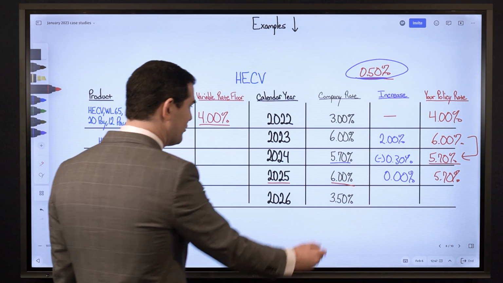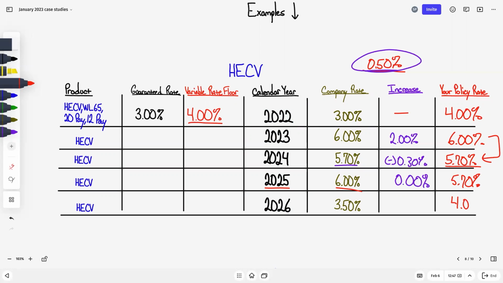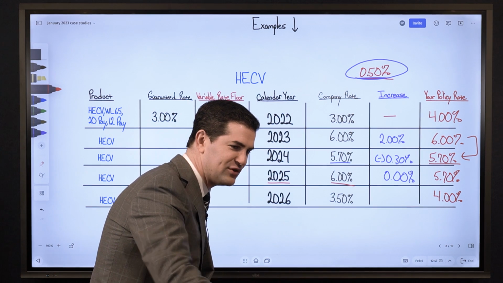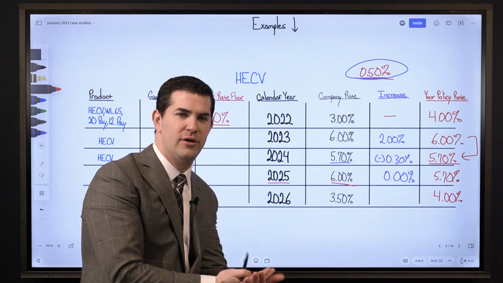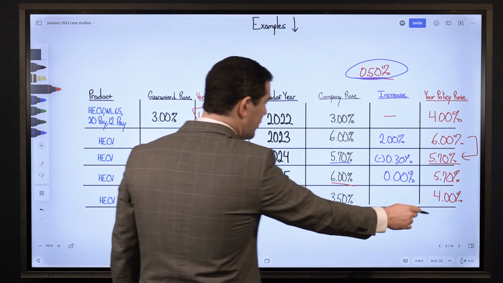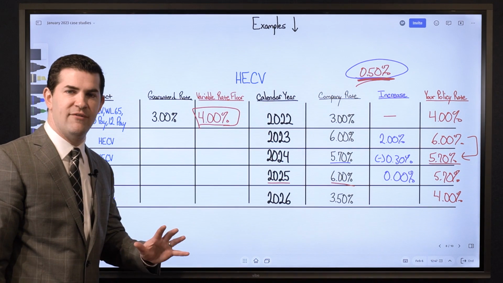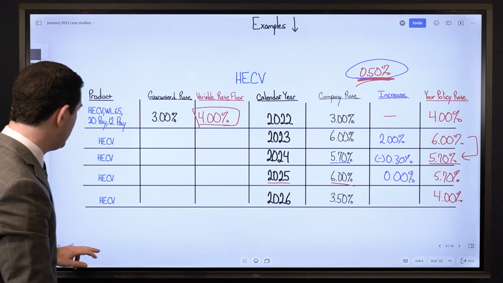And then let's assume something extreme happens. Rates go back down to 3.5% here. What happens in this particular case? You would go down to 3.5%. You'd be on your way down to 3.5%, but then we would hit our floor of 4%, and that would be our rate. So we can go down as low as the floor, but we can increase only if the increase is greater than 50 basis points.